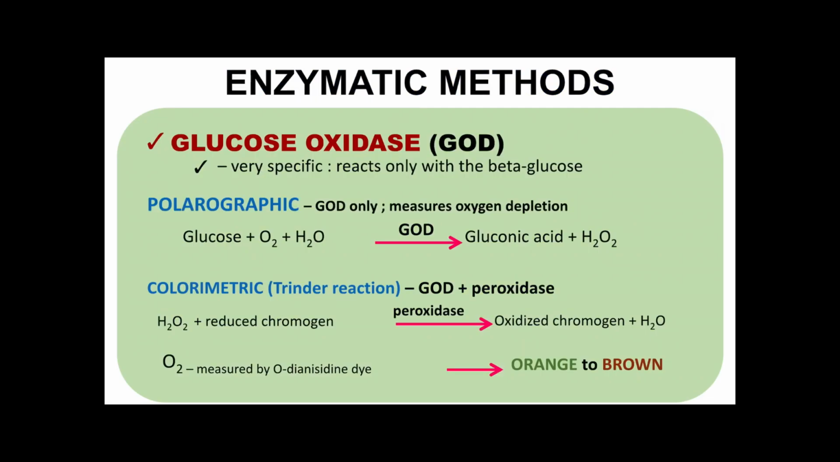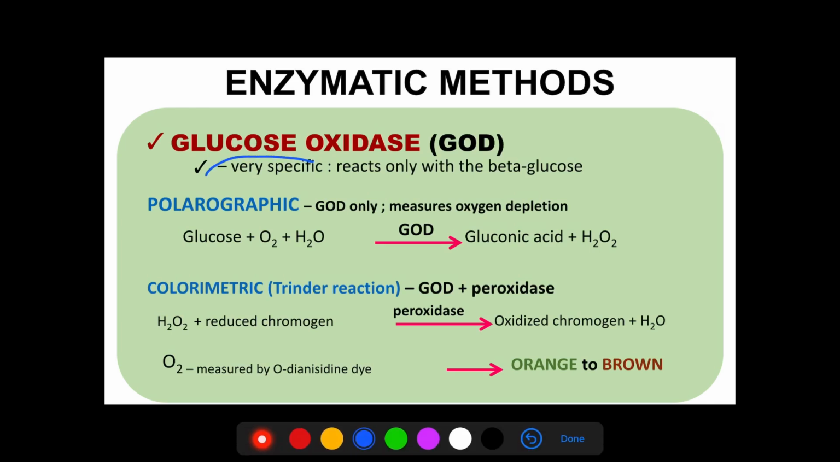For the enzymatic method, we have the GOD, or the glucose oxidase method. This is not considered a reference method because it is very specific. It reacts only to beta glucose, and it is commonly affected by interferences such as oxidizing and reducing agents. For the principle, glucose oxidase catalyzes the oxidation of this beta glucose present in our plasma into D-gluconolactone.